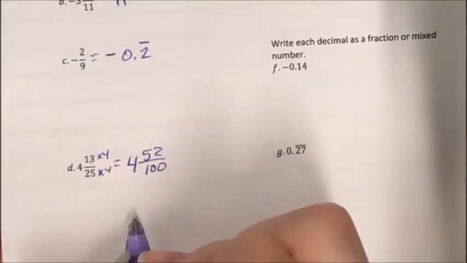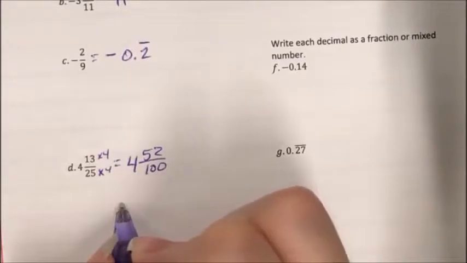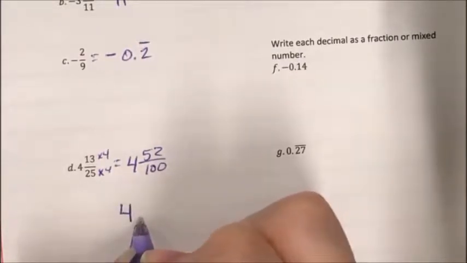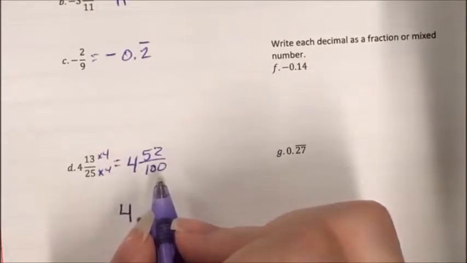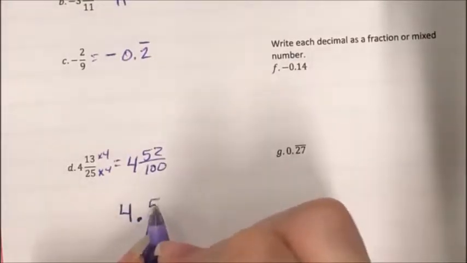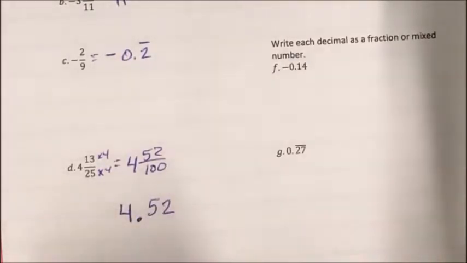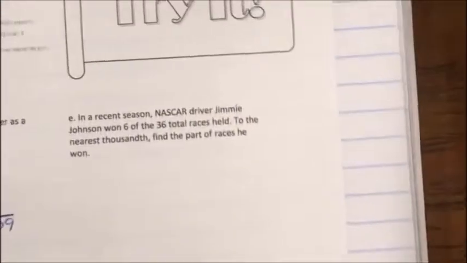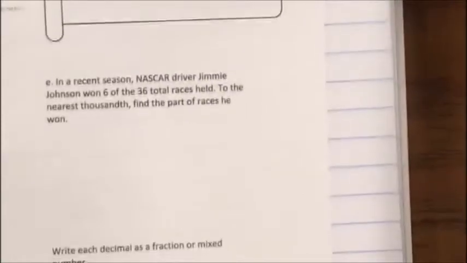Well, this I can easily change into a decimal. 4 is my whole number, so that goes in front of my decimal. And then 52 over 100 just becomes the 52 behind. Okay? All right, the next one I have is E.